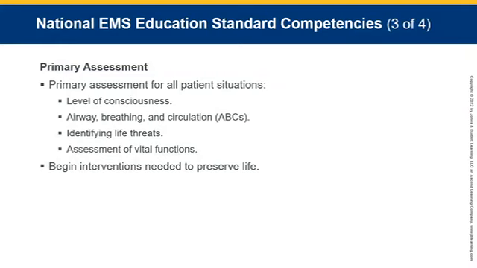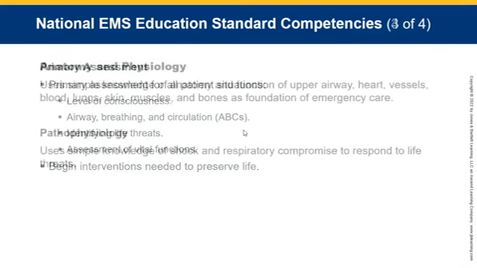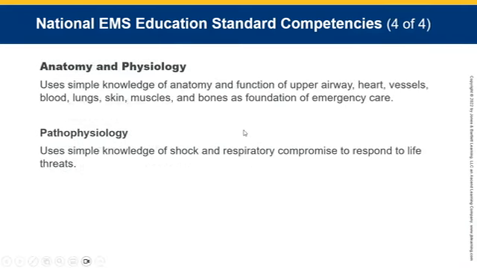Our primary survey is there to establish levels of consciousness, the ABCs, airway, breathing, circulation, identifying any life-threatening conditions, arterial bleeding, things like that, and assess for visual functions. And we need to begin interventions as soon as possible to preserve life. Primary survey only takes a few seconds to complete. Is he alive or is he dead?